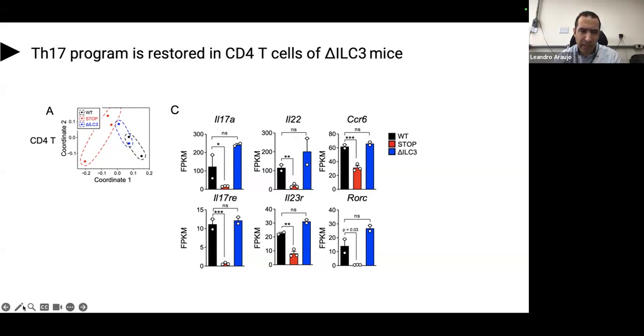So we have here the mice that are delta ILC3. They look very similar to the wild type in the CD4 T cells. As you can see here, we recovered all the transcripts from the CD4 T cells. They express IL-17, IL-22, CCR6, the IL-23 receptor, and ROR gamma.